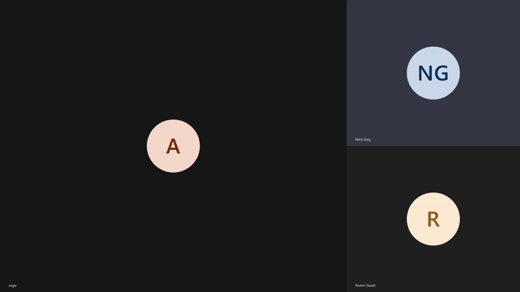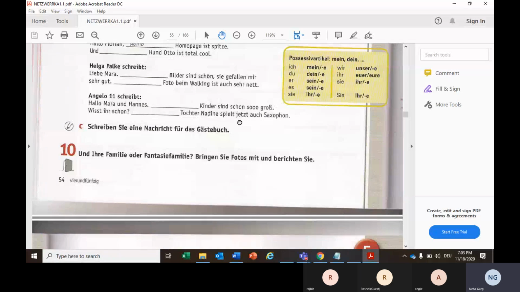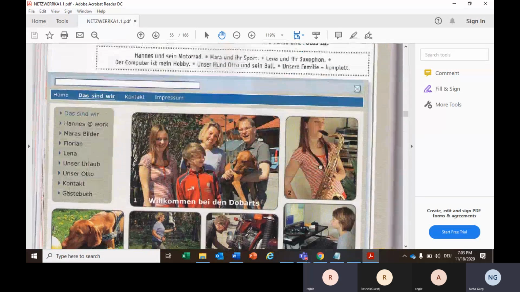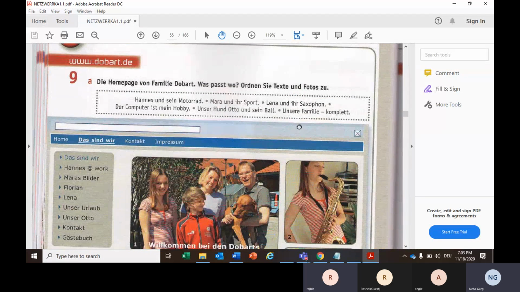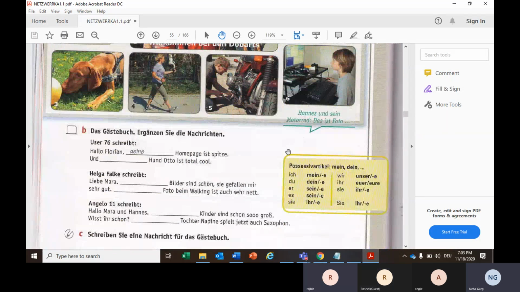from the book. We would continue from where we left last time, chapter number 5, Kapitel 5, Seite Nummer 54. Is my screen visible? Yes. Okay.